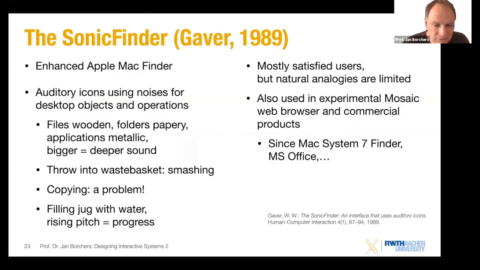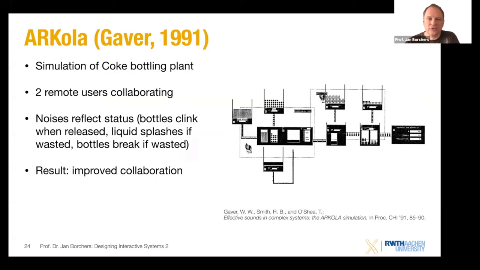Bill Gaver, shortly afterwards, discovered something else: a strength of auditory icons, this audialization of processes, also helped people collaborate when they had no full understanding of the entire process. The idea here was a simulation of a Coke bottling plant. In the user experiment, they created two views, which you can see with these slightly dotted lines, these two squares. One user was only seeing the first half of the plant. The other user was only seeing the second half of the plant.